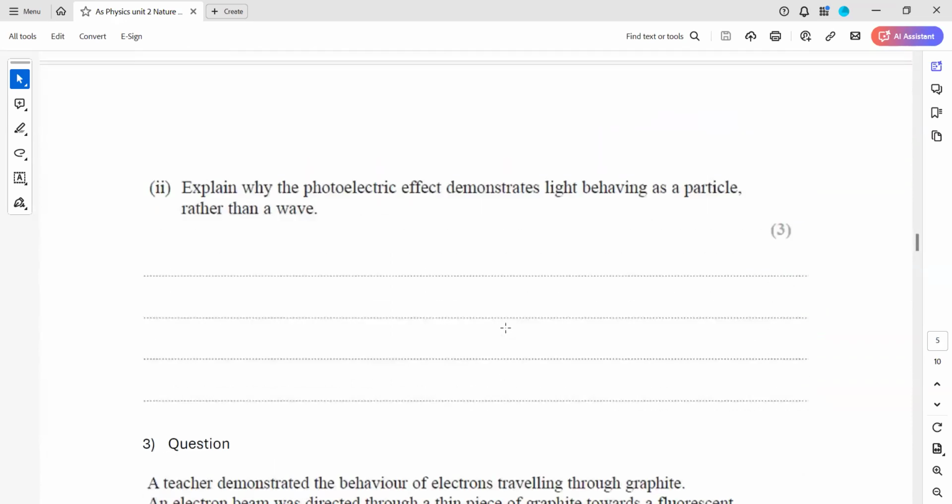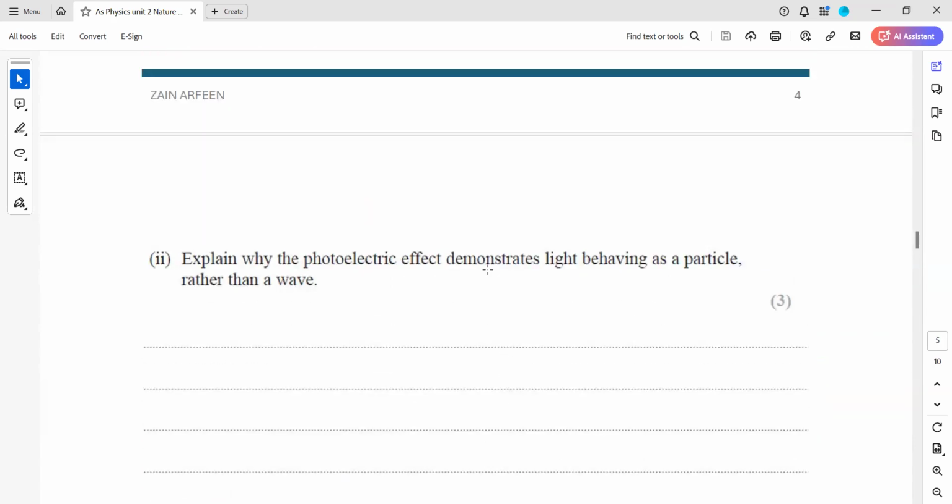Explain why the photoelectric effect demonstrates that light behaves as a particle rather than a wave. This is a very important type of question. You have to memorize this answer, the points which you have to mention. So one side is for the particle nature. According to particle nature, one electron absorbs one photon at a time.